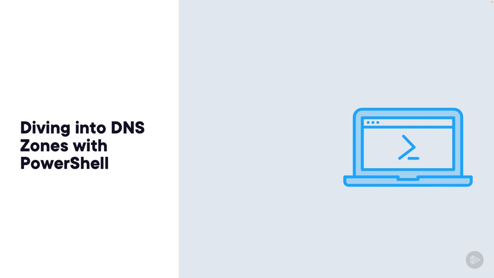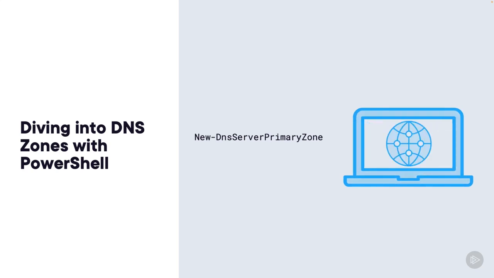Welcome back. Let's get into the nitty-gritty of DNS zones using PowerShell. First up is zone creation. With PowerShell, you can create a DNS zone with a simple command like New-DnsServerPrimaryZone. This command will allocate a new zone, and you can even specify properties like the zone file name or whether it should be AD integrated.